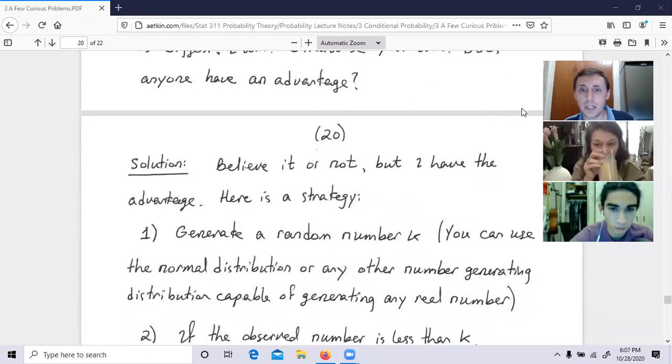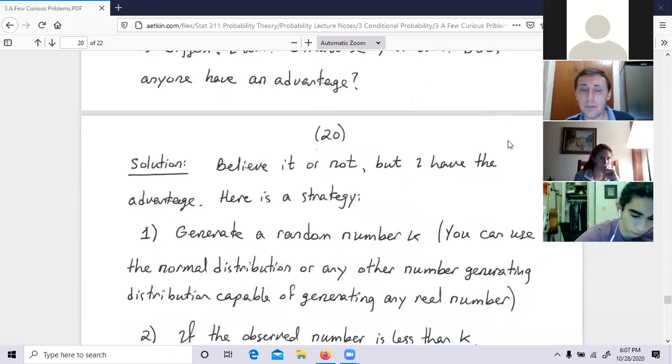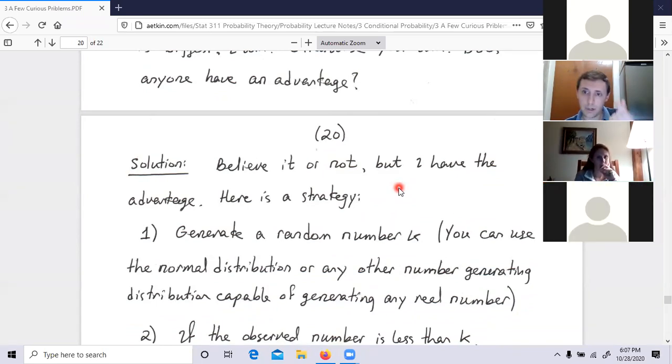I will generate a random number. Maybe I will use the normal distribution. The random number should be any real number, right? I will just generate it using a normal distribution, or any other distribution capable of generating all numbers whatsoever. And I look at the number, yes? And let's say that this number that I generated is the number K.